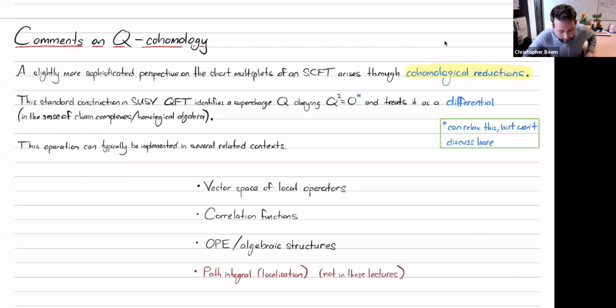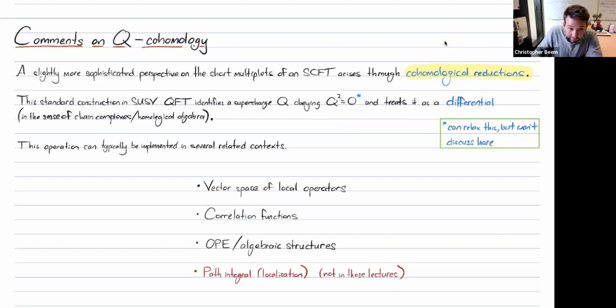Okay, so I want to move on to a slightly more sophisticated way of thinking about various classes of these supersymmetric operators, which is very much in the sort of CFT Bootstrap worldview. I'm not going to be talking about moduli spaces now. And this comes through a procedure that you might call cohomological reduction. It's a standard sort of construction in supersymmetric quantum field theory.